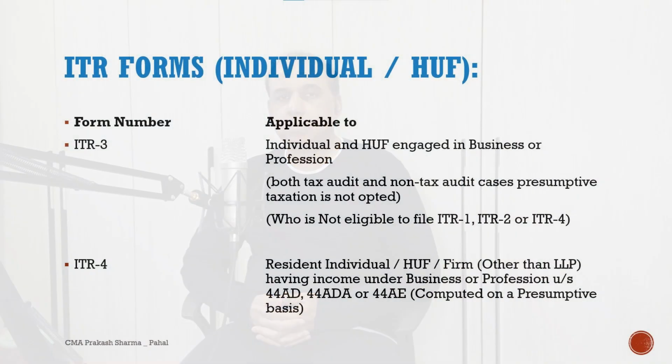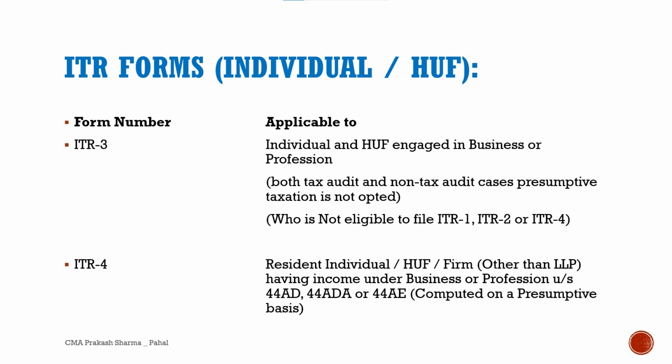Now let us understand about the ITR forms. There are two ITR forms for this category of assessees. ITR 3 for individual and HUF engaged in business or profession where both tax audit and non-tax audit cases under the presumptive taxation scheme is not opted and they are not eligible to file ITR 1, ITR 2 or ITR 4. Then there is ITR 4 which is for resident individuals, HUF, firm other than LLP having income under business or profession under section 44AD, 44ADA or 44AE computed on a presumptive basis.